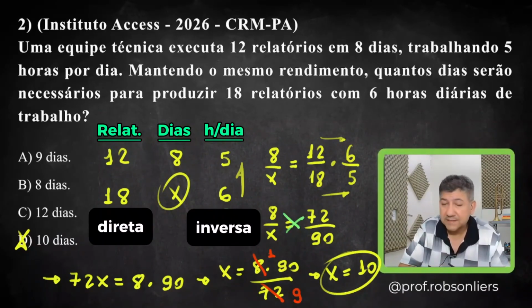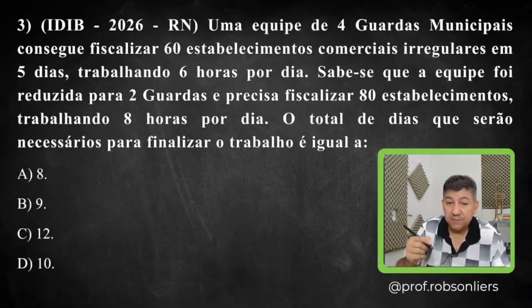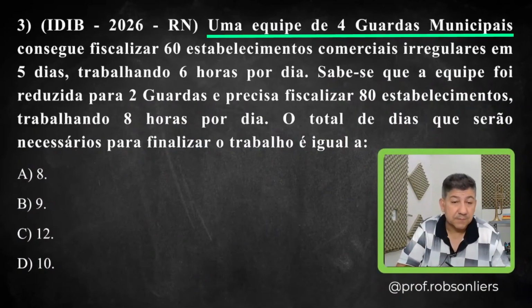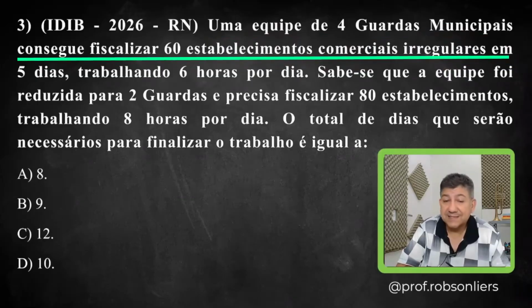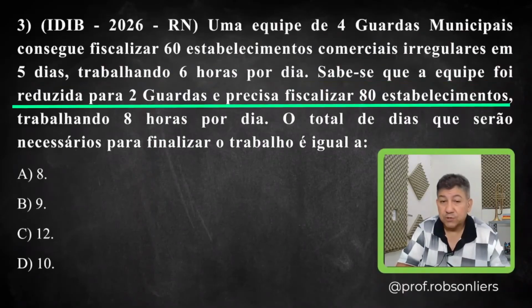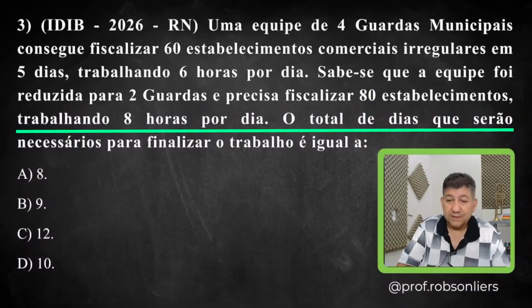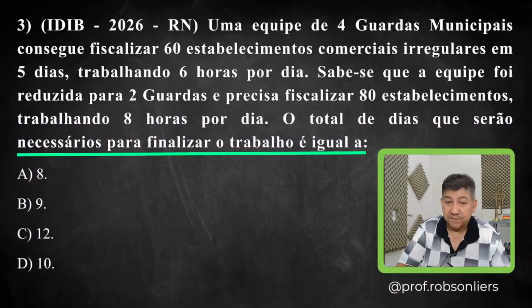Well, let's go to the third problem, which is another exam question, shall we? This is a problem from the IDIB board, which happened now in 2026, and it says the following. A team of 4 municipal guards can inspect 60 irregular commercial establishments in 5 days, working 6 hours a day. It is known that the team was reduced to 2 guards and needs to inspect 80 establishments working 8 hours a day. How many total days will be needed to finish the work?